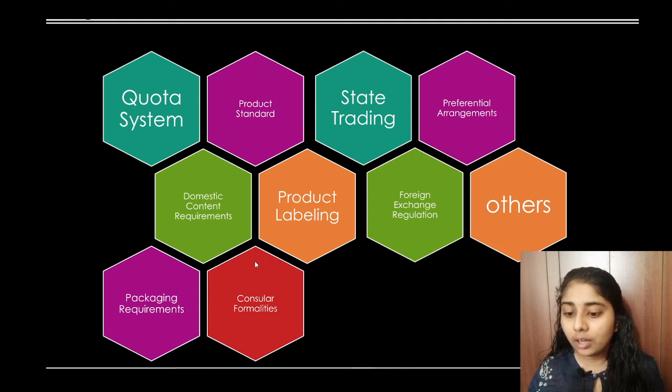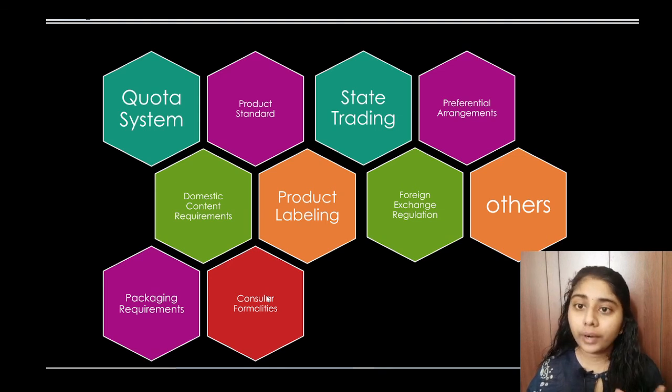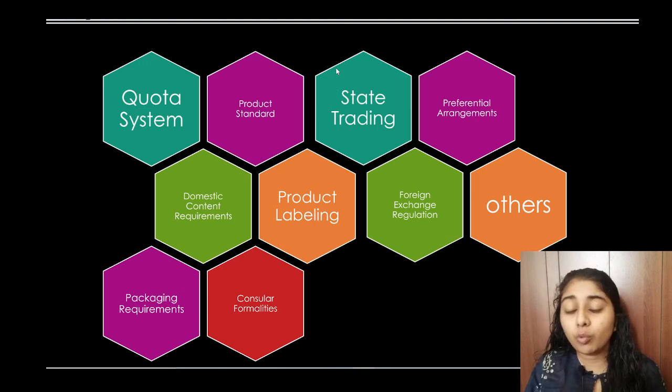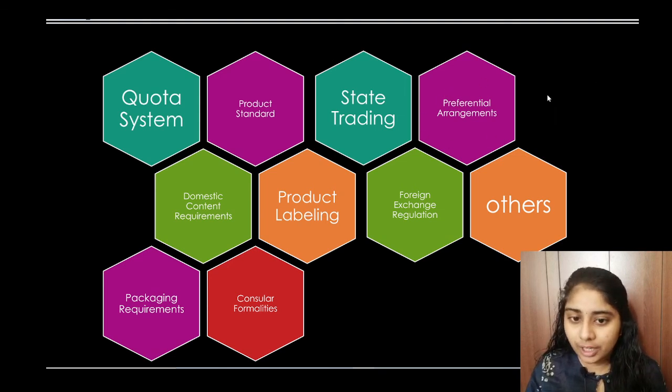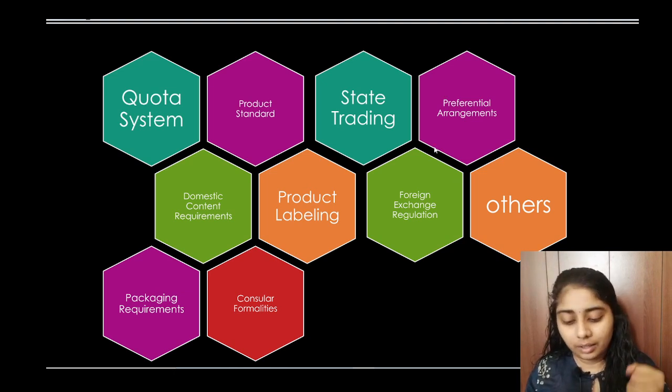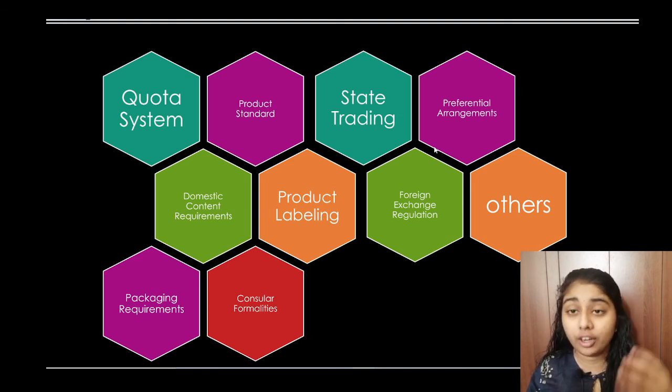Then comes consular formalities. These are consular invoices which are required to trade in our country. Then comes state trading. These are some of the restrictions which are kept while trading in a state. Then comes preferential arrangements. Then comes foreign exchange regulation, and there are other non-tariff barriers such as embargo, environmental regulation, safety regulation or technical regulation. Non-tariff barriers are mainly when we are not giving a financial burden, but we are keeping other restrictions such as policies, rules, or regulations.